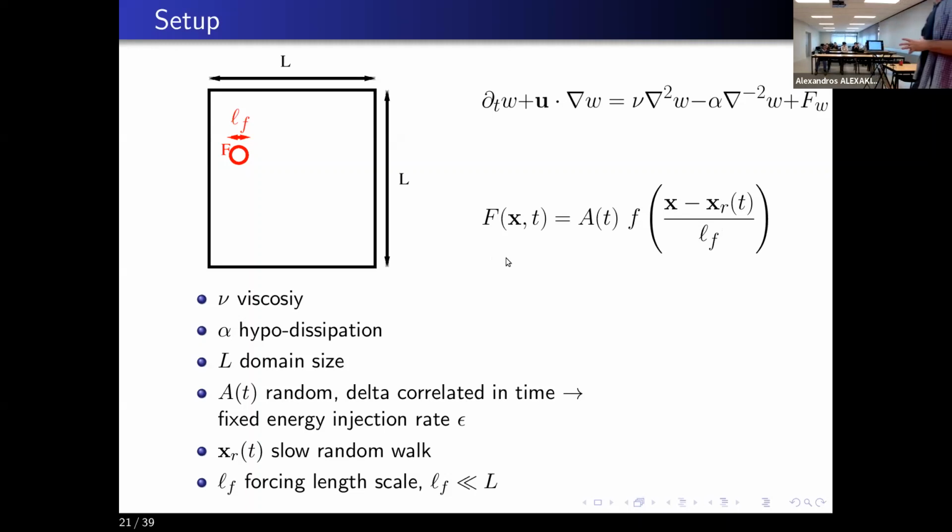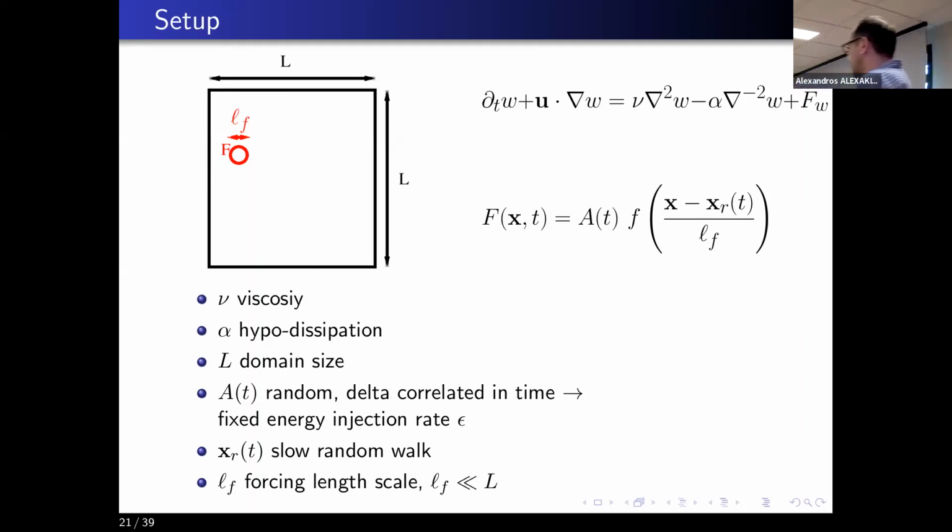I give it some general shape that I will describe in detail in what follows. And I'm going to move it around in space randomly in a slow random walk. I want that random walk not to be much slower than any other time scale here, just so that every point is equivalent to the other, if you look at it at very long time scales.